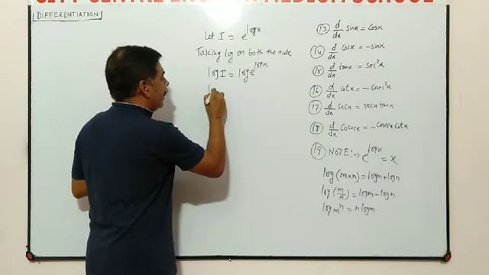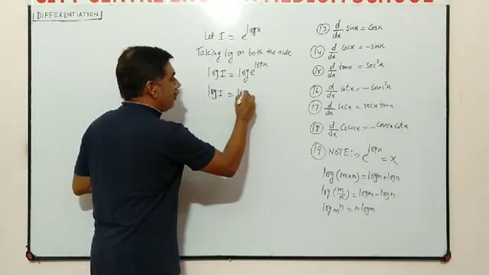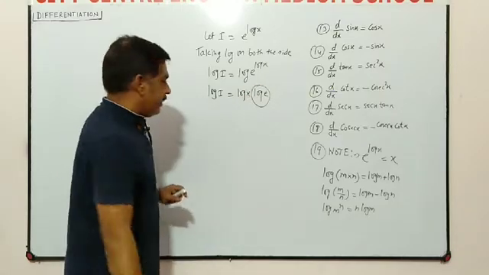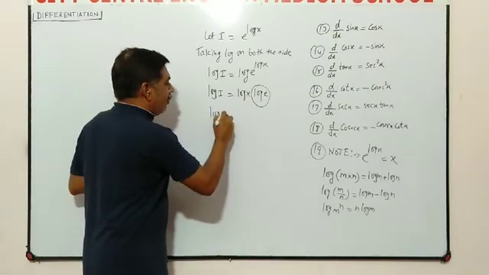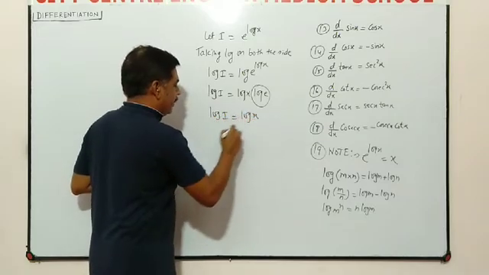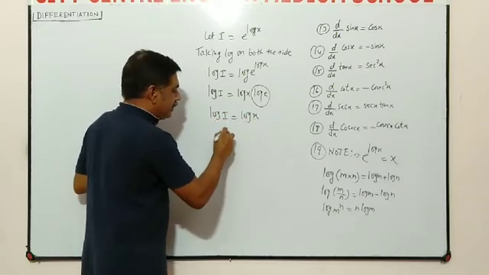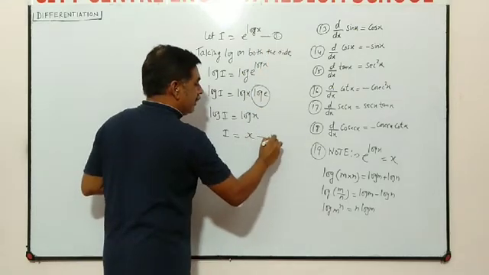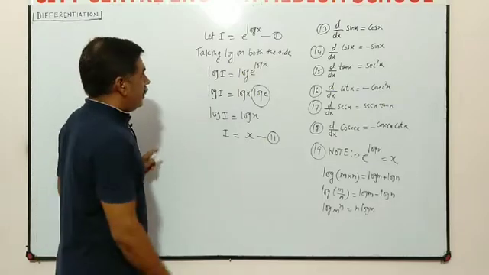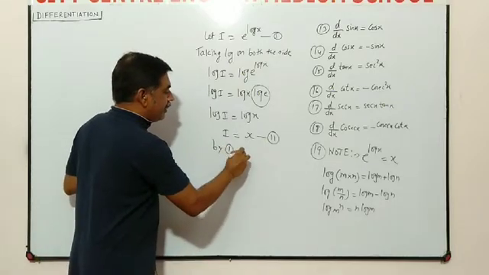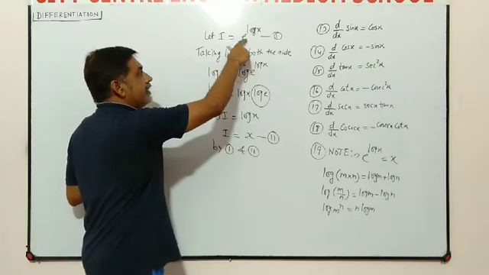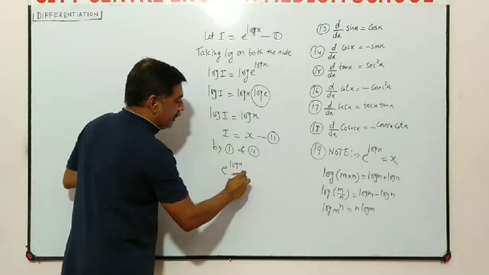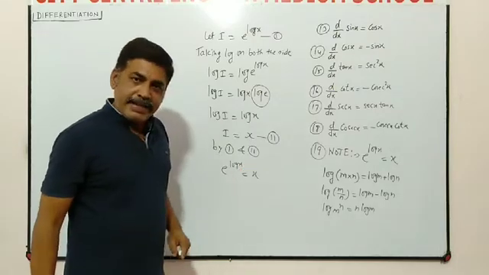So log I equals log x into log e. The value of log e is 1. So log I is equal to log x. We can compare the logs on both sides. So I is equal to x. Now this is equation number 1, and this is equation number 2. By first and second, I is equal to e raised to log x, and I is equal to x. So we can write e raised to log x is equal to x.